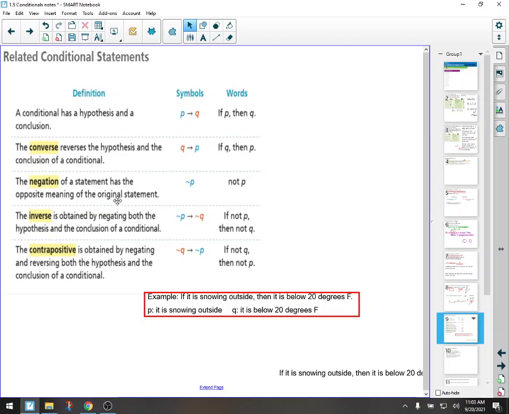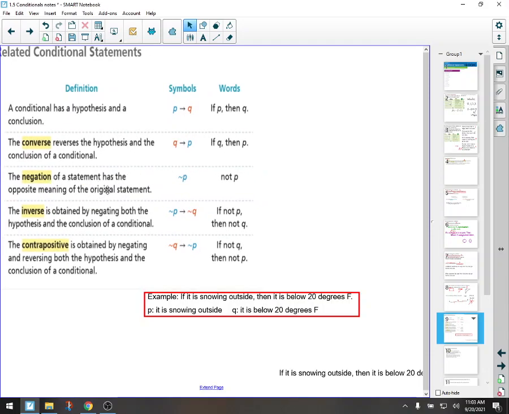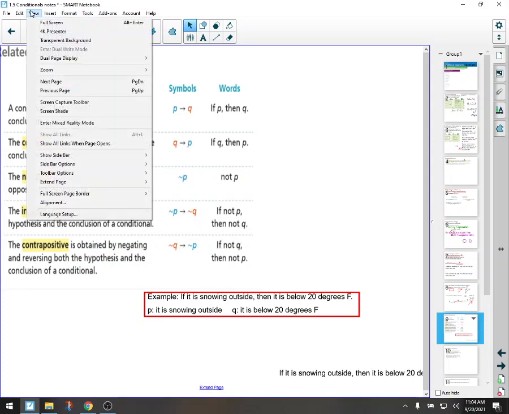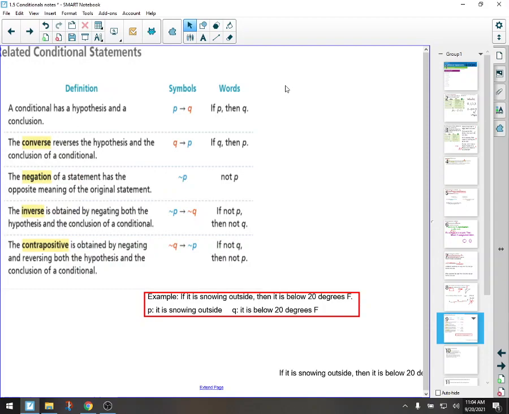So the negation of a statement is the exact opposite meaning of the original statement. It has this little tilde symbol. I don't know how to pronounce it. Anyway, it's on your keyboard. If you go to the very top left of your keyboard, it's up there. You can push shift and push it, and it'll make that little guy. That means not. So anytime you see that in math language, it means not. So not P. The converse was when we reversed it. The inverse is when we say, if not P, then not Q. And the contrapositive is when we say if not Q, then not P.